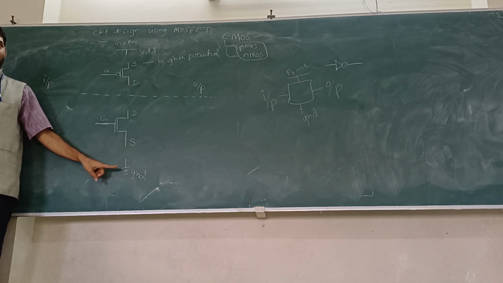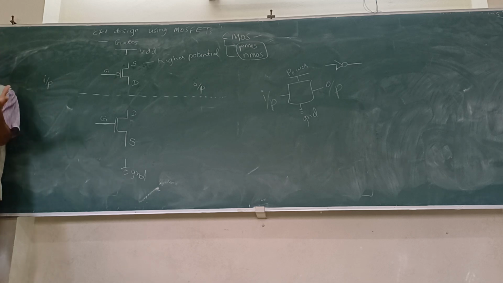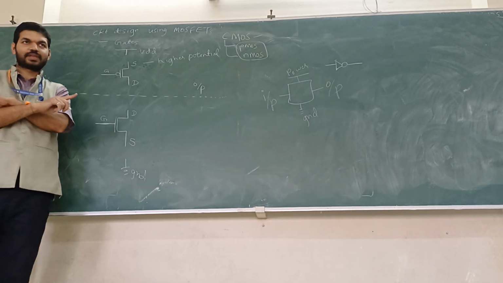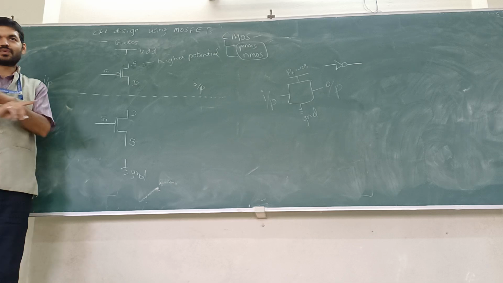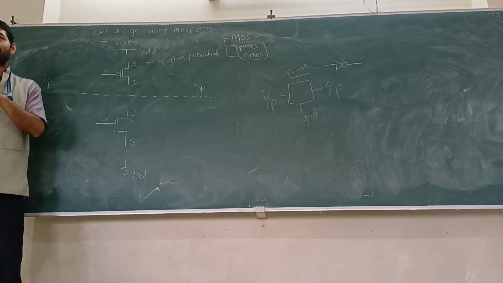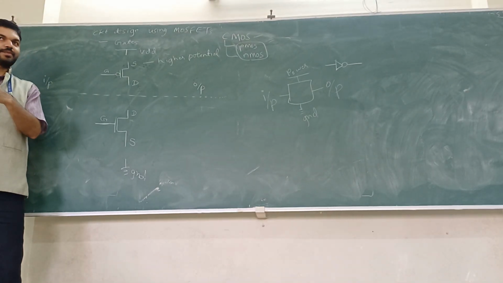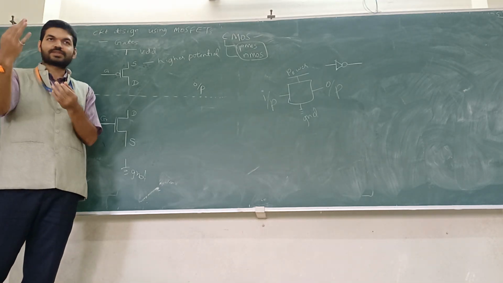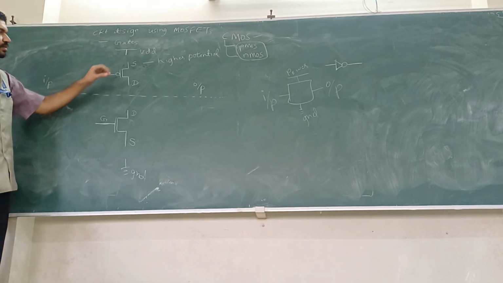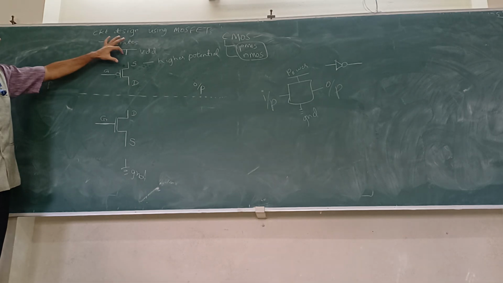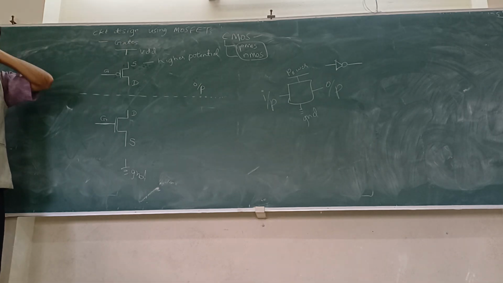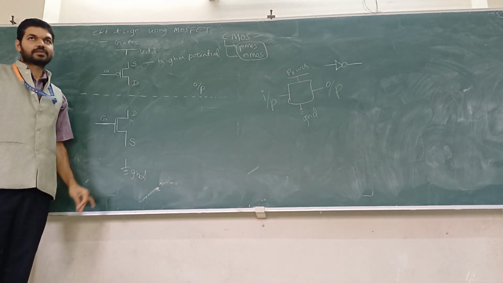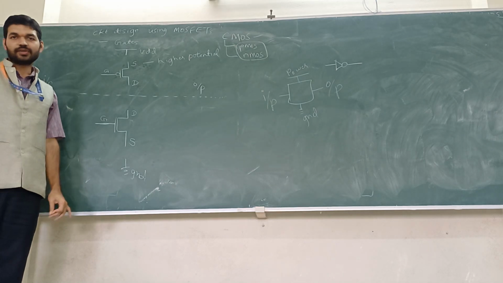And I had said PMOS and NMOS will do the reverse. If you want to convert PMOS into NMOS, P will be replaced by N and N will be replaced by P. Positive voltage will be replaced by negative, negative will be replaced by positive. So positive will be connected to the source in the PMOS. That you can verify later.